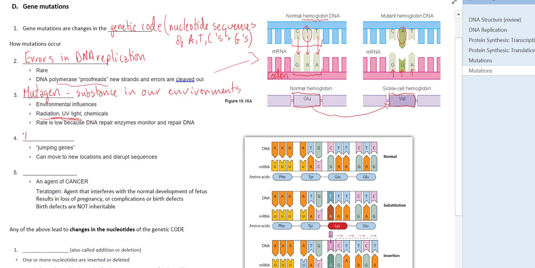Third one here, referred to as transposons, all right? And transposon literally means jumping genes. And these are where sections of our DNA genes can move to new locations within the chromosome. So they move to new locations on the chromosome, and they can disrupt sequences. So disrupting specific sequences, and particularly in the terms of important sequences for specific proteins.